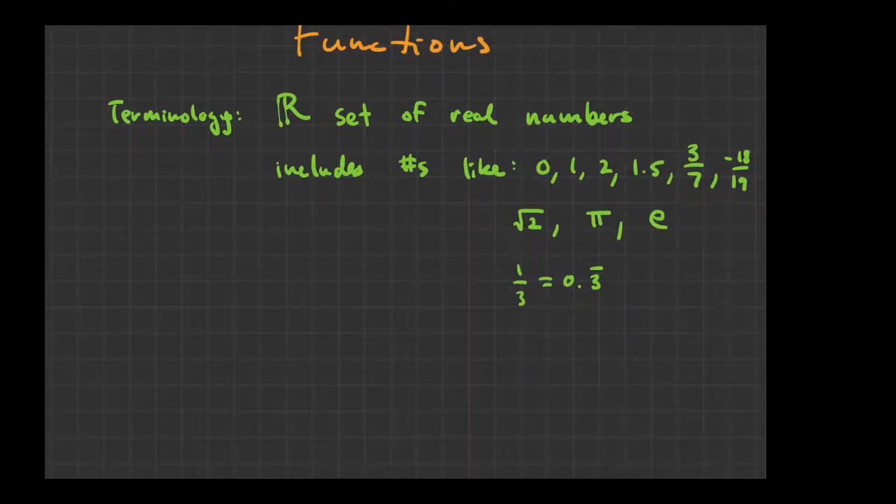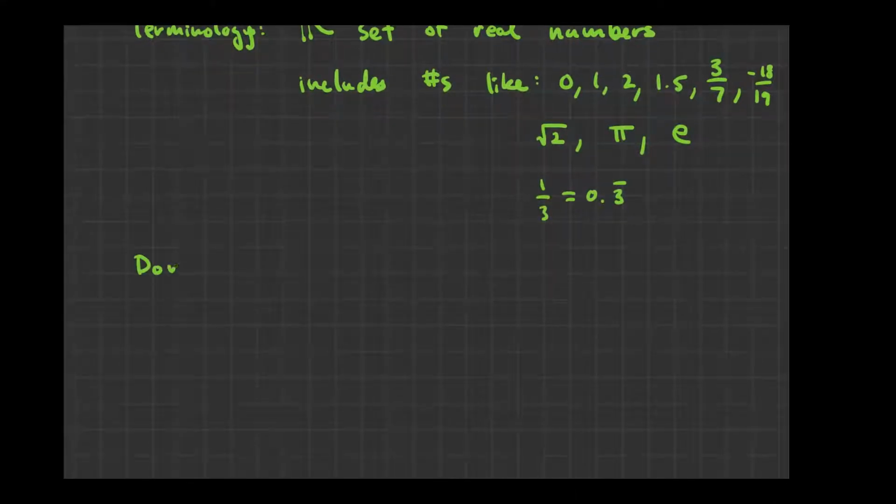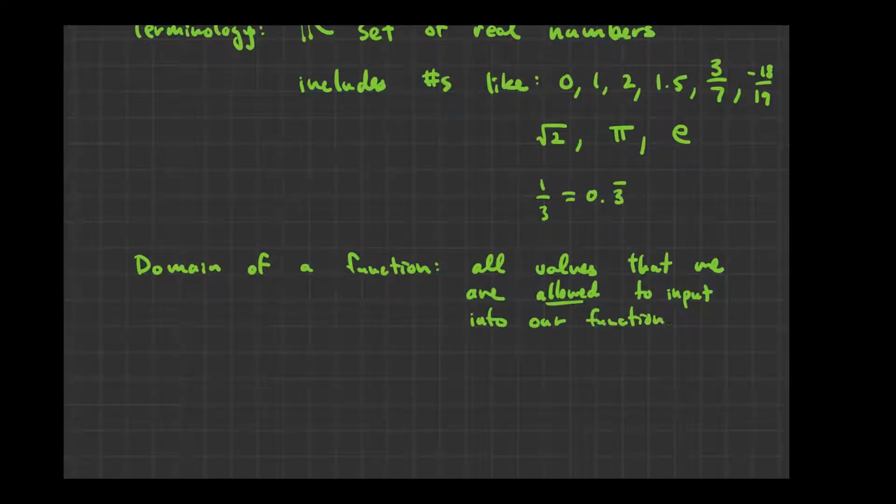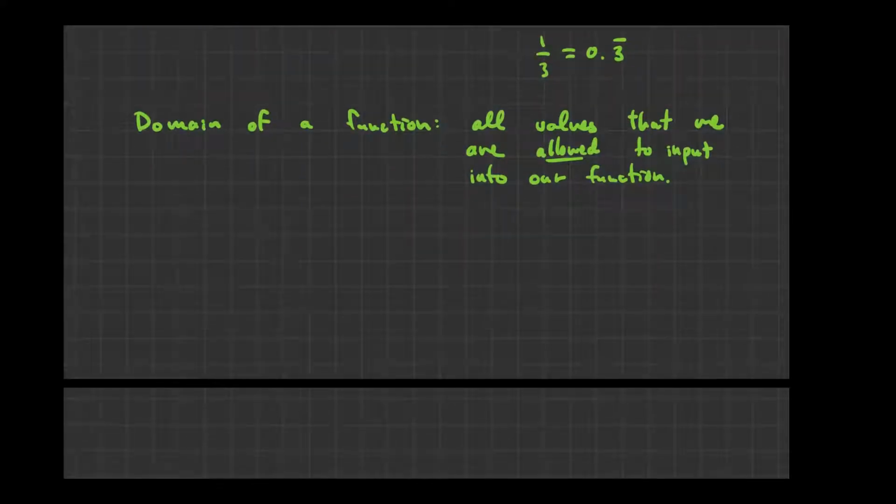So when we look at our domain, the domain of a function is all values that we are allowed, and I'll underline that, to input into our function. Okay? So it's all values that we are allowed to input into our function. So that might make you think, well, what does it mean to have something that's allowed, right? Let's just clarify that.